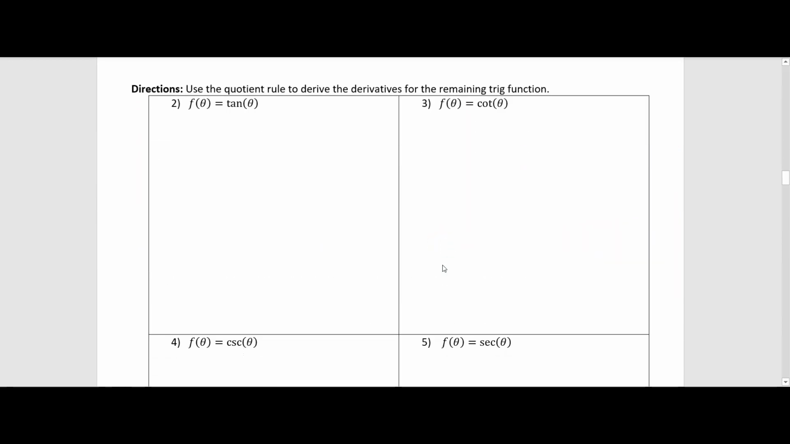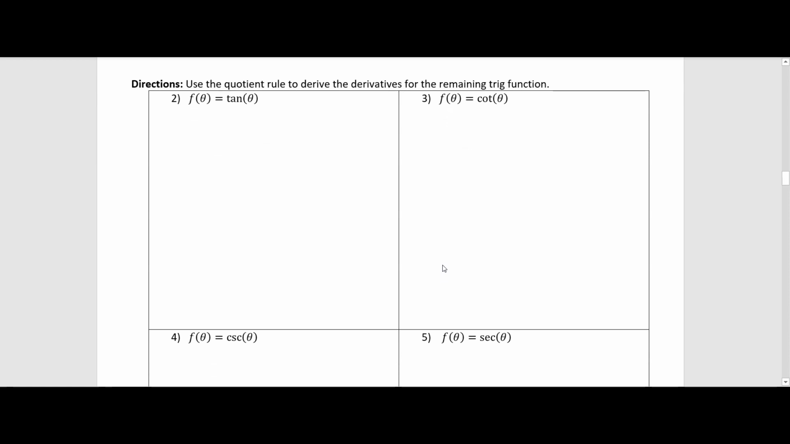We're going to start off with number 2. We're actually going to do number 2 through 5. Now, we're using the quotient rule here so that you understand the derivatives of the other trig functions that we work with. So we already know what sine and cosine were. We figured those out real early, or we were told what those were real early, because those appear more often.